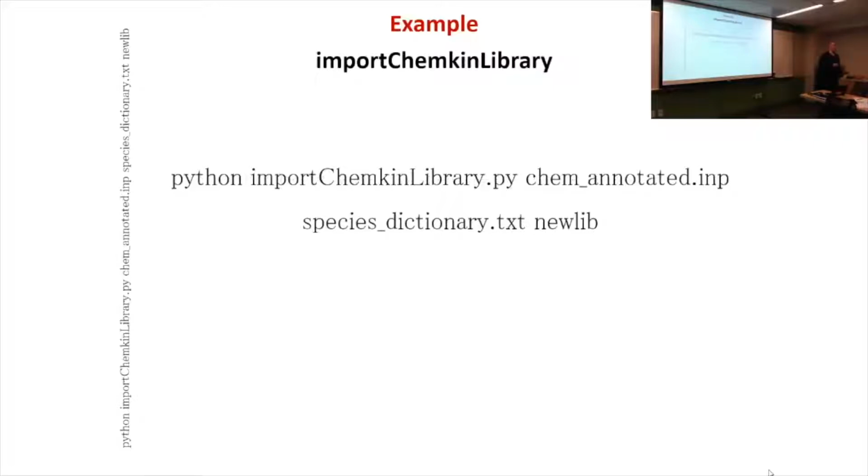So let's go over the example word by word to understand what we're doing. Here's a more specific example. Before, we just had parameter names. After activating the environment, I can type Python, then give the script name, and the path to the ChemKin file. If it's all in the same folder, I don't need to specify the actual path. Then the path to the species dictionary, and then just give a new name for the library. Here it's new lib. So here you have everything in one line, and that's how we would call such a script.